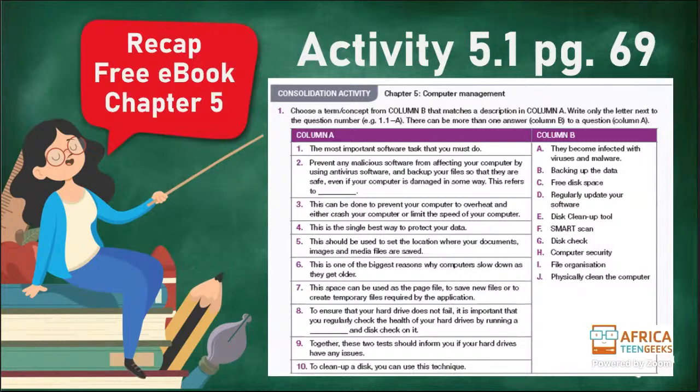So we move on to number 7. This space can be used as the page file to save new files or to create temporary files required by the application. What could be the answer for number 7? This space can be used as the page file, right? By a page file also, we are referring to the virtual memory part. So which part of the hard drive can be used for that?